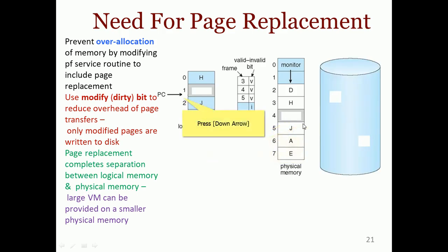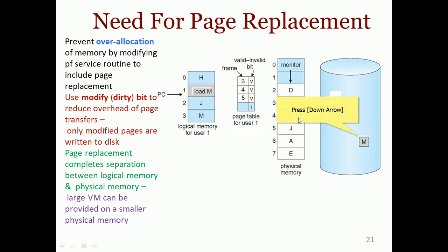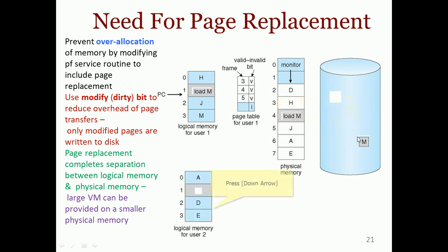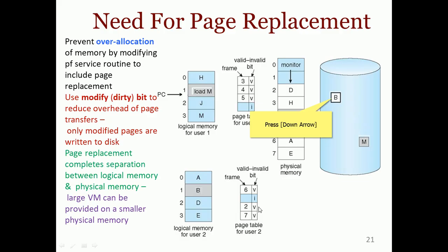The program counter will have load M in 1, so that will go to 4, so that is a load M. So load M will go to the secondary storage. Similarly, the logical memory for user 2, there is a 1 and there is a valid-invalid bit, frame 6, so that will be there in the backing store, so the page replacement algorithm will take place.